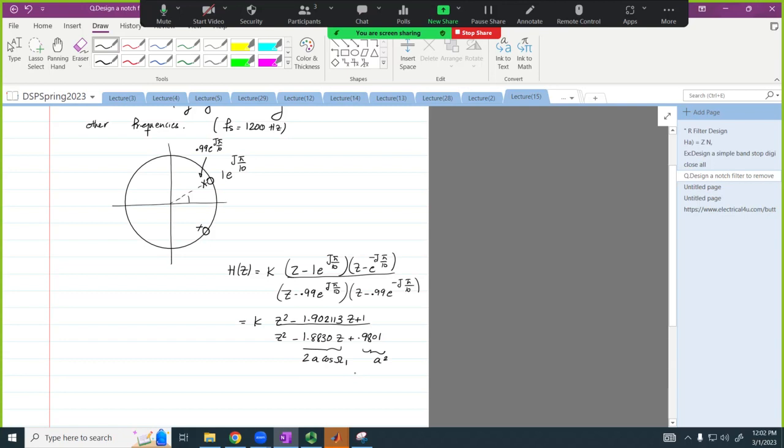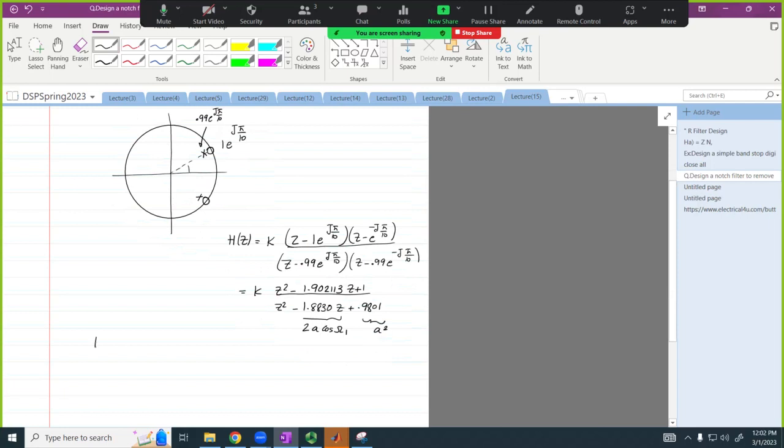How do we find the value of k? We want the DC gain to be equal to 5. This will give me a k that is equal to 4.9505. Okay, let's run this filter.